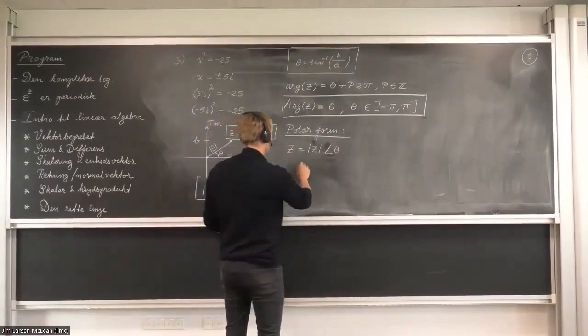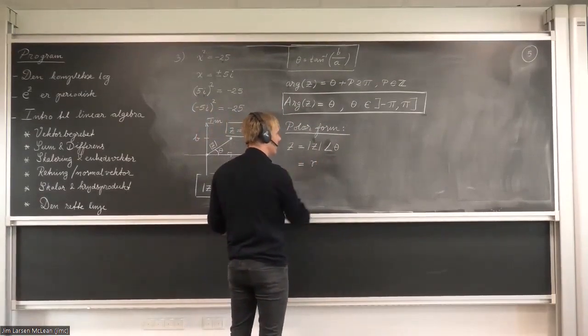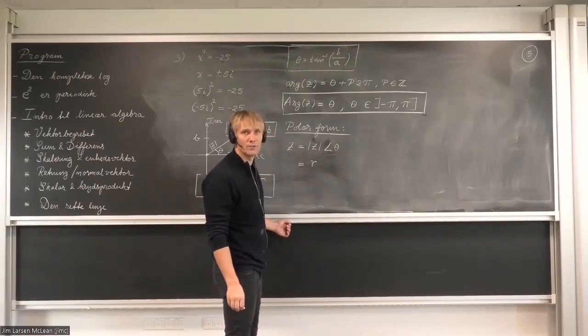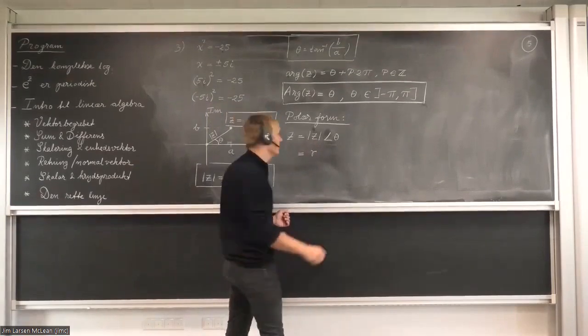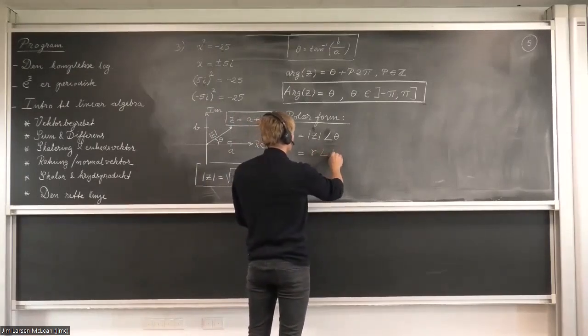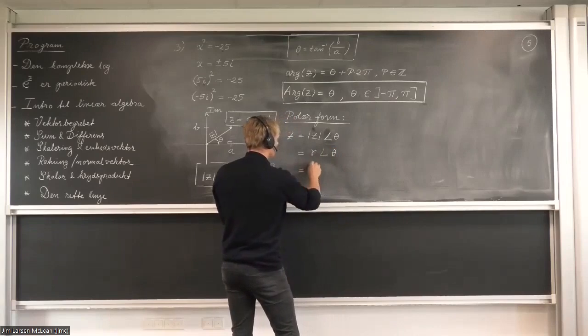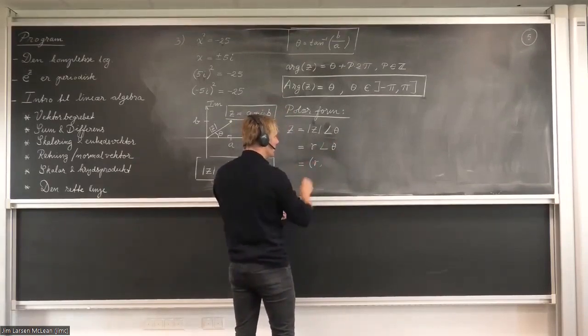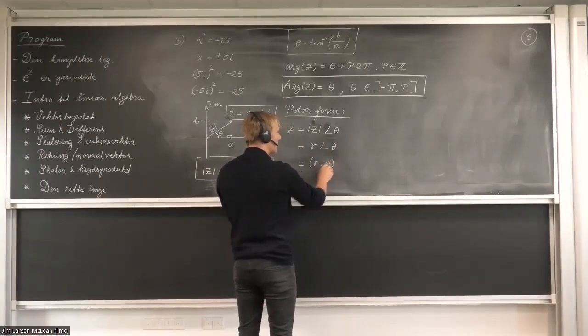Sometimes people have come up with calling the modulus of z r, because it corresponds to the radius of a circle centered at the origin, which contains the number we're looking at. So you could write it with r and then the angle symbol, but you can also write it as an ordered pair, where you first write the modulus, and then you write a comma, and then you write the angle. That's another way to express it.